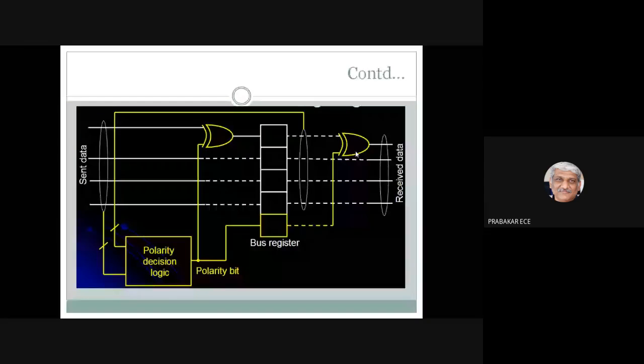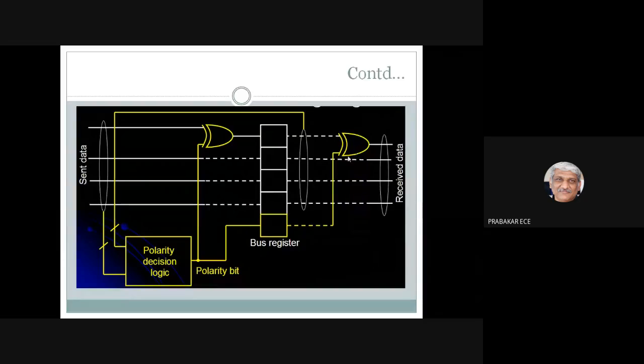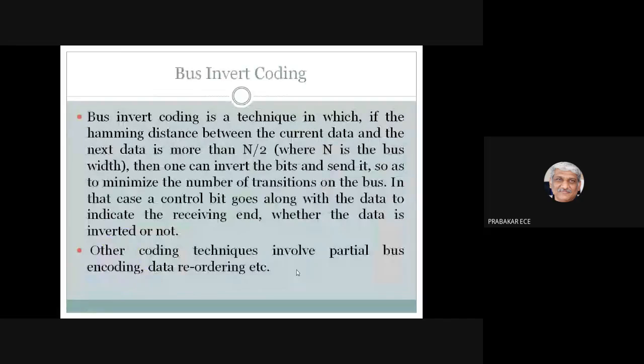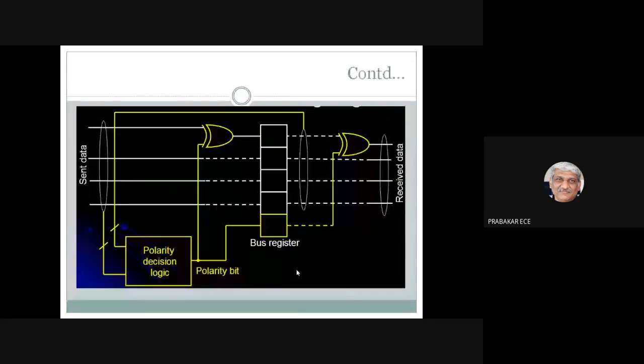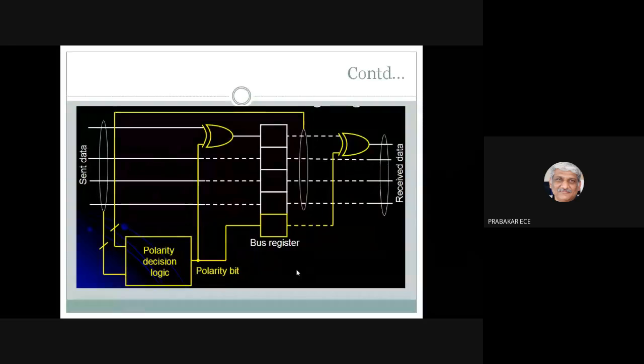So this is one technique using which the number of transitions can be reduced when you are especially transmitting data, and this method is called bus invert coding. Instead of changing all the bits in a bus, I'll be adding one more bit called the polarity decision logic, and it will be changed so that a minimum number of transitions occur in the bus data. So this is another technique.